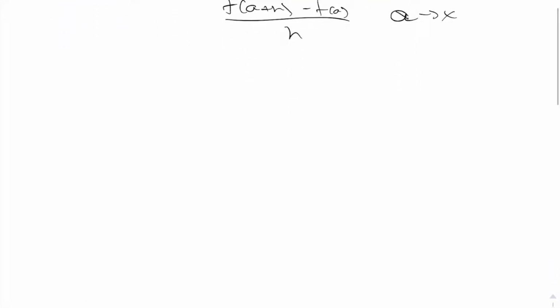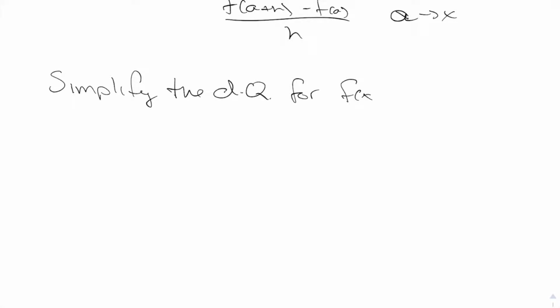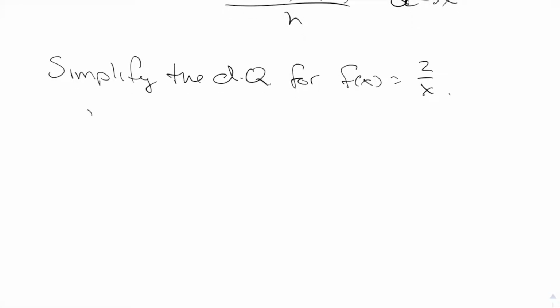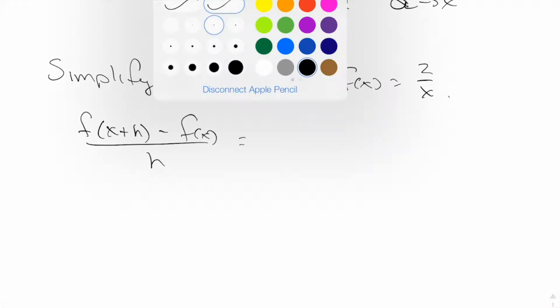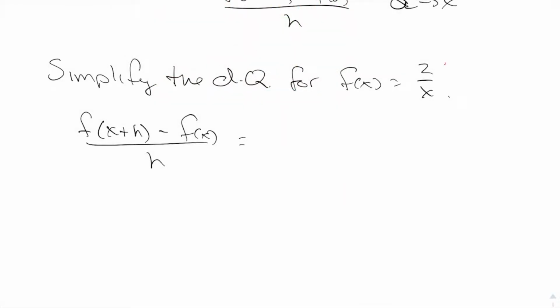matter. But let's say we were trying to simplify the difference quotient, I'll just say dq, for f of x equals 2 over x, right? How would we do that? Well, we said the difference quotient was f of x plus h minus f of x all over h, right? If we substituted that, we'd want this f of x to become here. And how we mentioned it before, this x plus h has to take the instance of the x here.